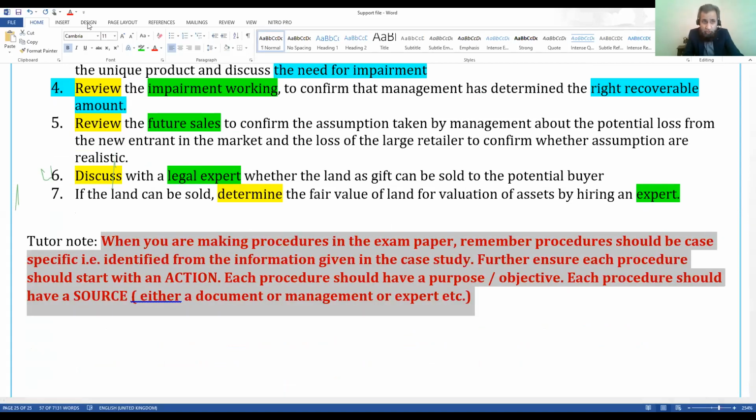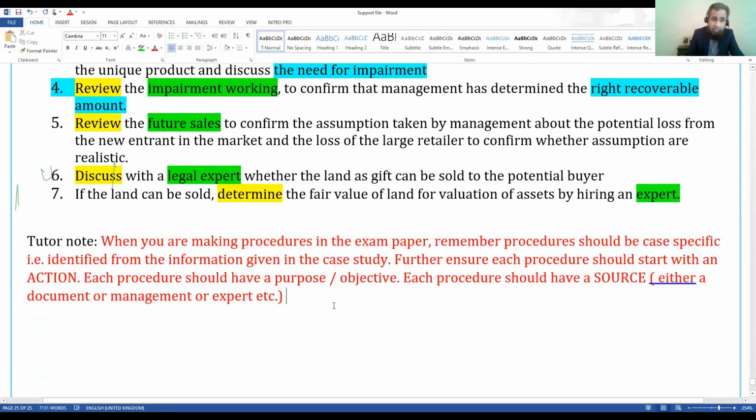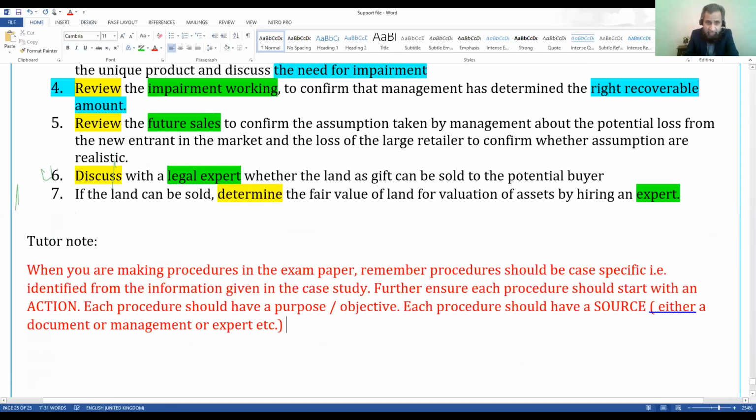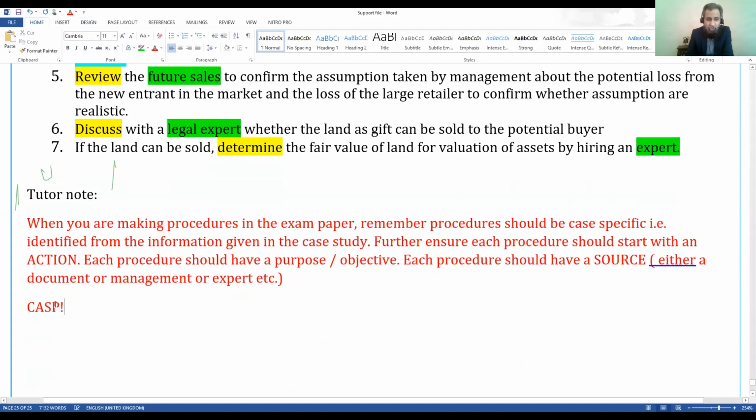If any one of you have watched my previous webinars, you are very familiar with the mnemonic I use in my webinars previously, which is known as CASP. A procedure has to be case specific, C. A procedure has to be starting with an action, A. A procedure should have a source document, S. And a procedure should have a purpose, P. So if your procedure has the 4 attributes, no one can give you less than 1 mark. But if your procedure has something missing, you will get 0.5 marks.